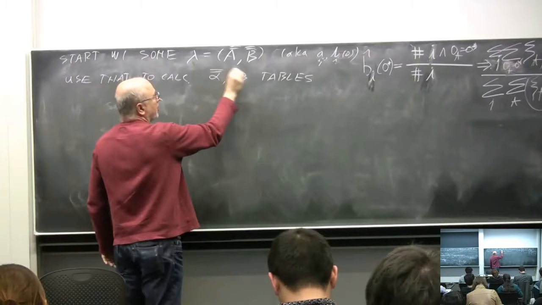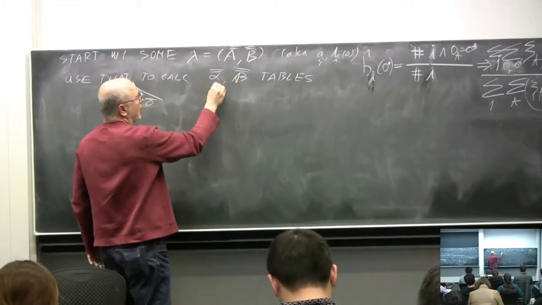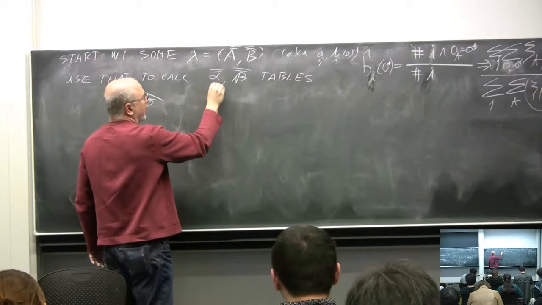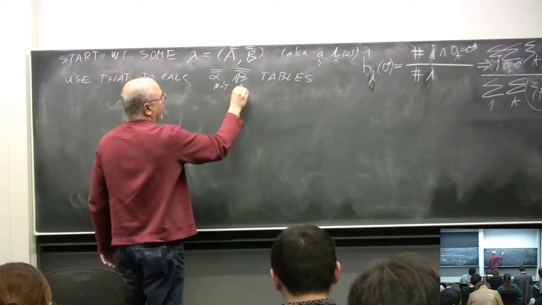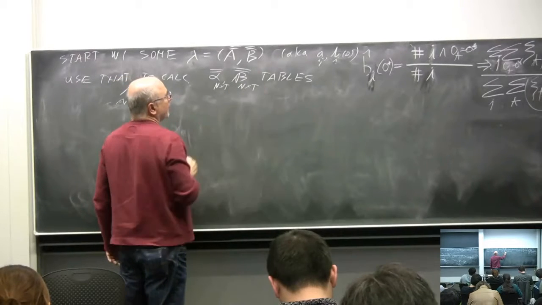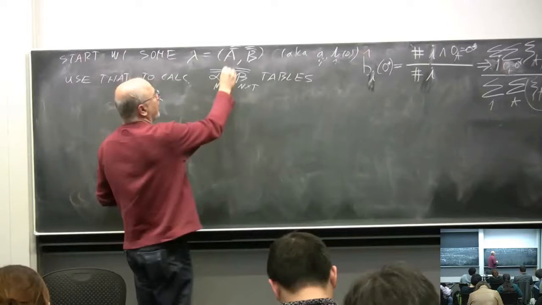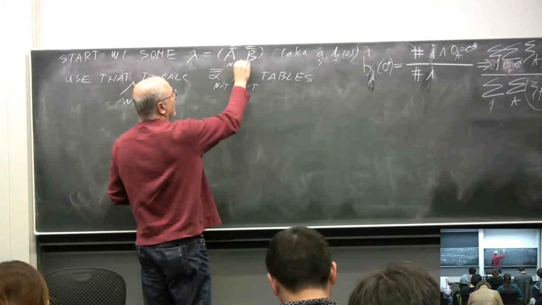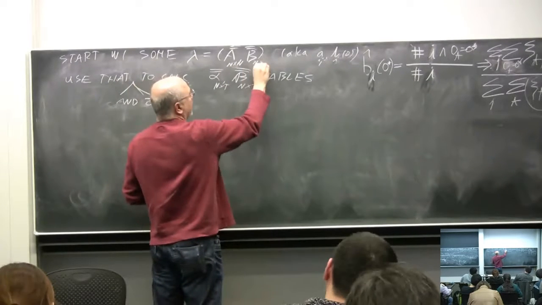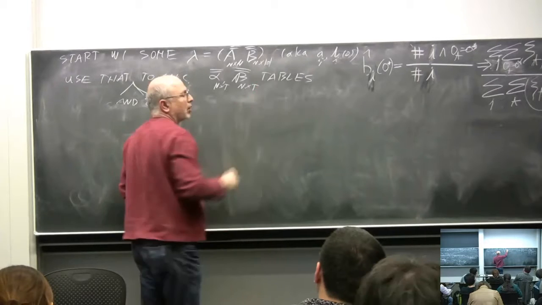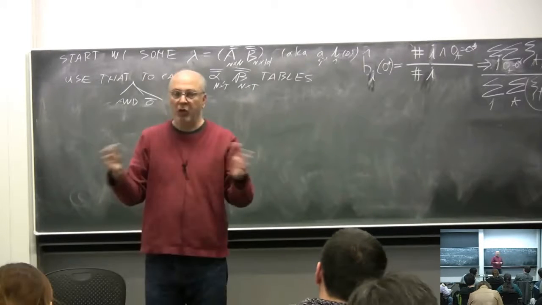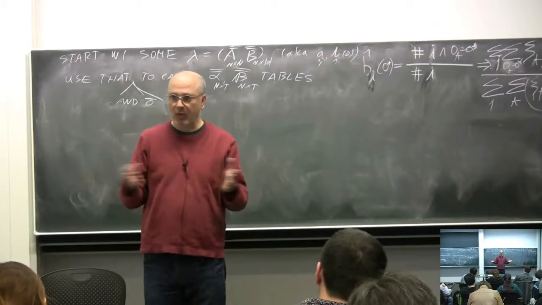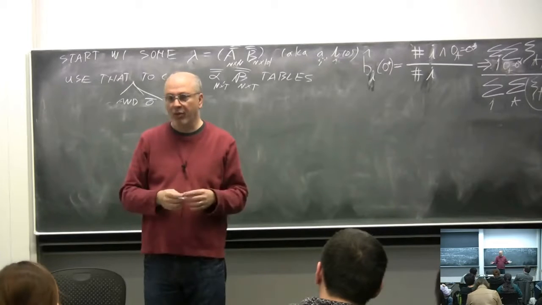Alpha and beta are tables, so this is N by T, and this is N by T. A is N by N, and B is N by the number of observables that there are. If the observables come from a continuous space, it's not a discrete distribution, it's a continuous distribution.